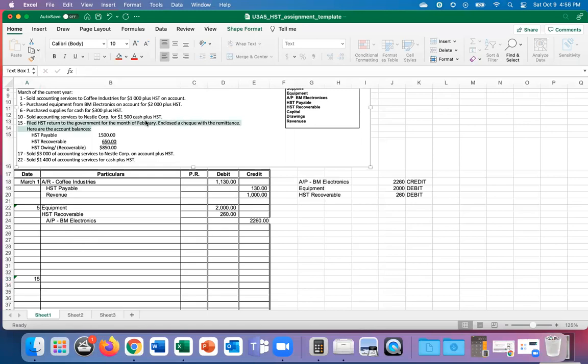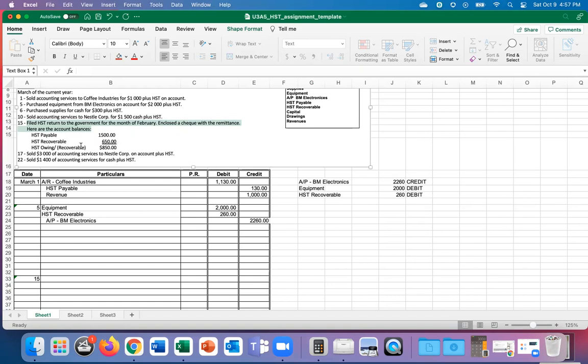Over the month of February, you have collected $1,500 in HST payable. So you've sold a bunch of stuff, and this is how much you've collected over the month. So this is what, according to your records, you owe the government in collected HST tax. But also you've bought some stuff over the past month, and so you've paid some HST to other businesses. And so that HST that you paid out, you don't owe to the government. So then you can subtract it from the amount that you owe to the government.